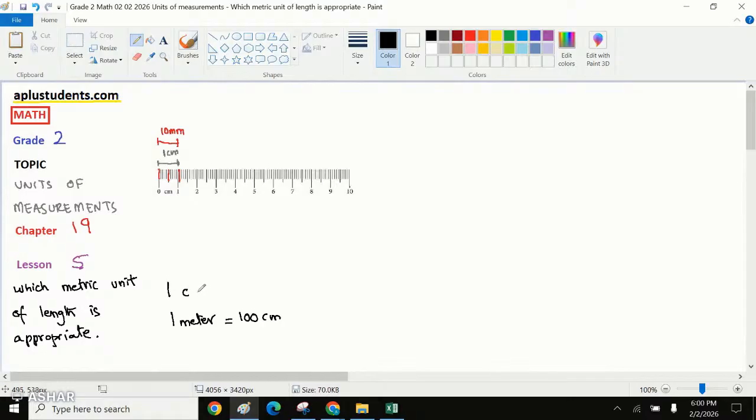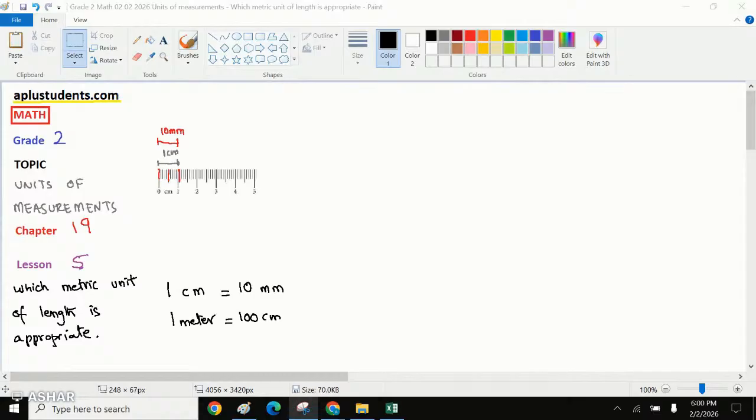1 centimeter would be equal to 10 millimeters. Let's try to remember this and use this information. I'll just erase the part that we don't need. And this is a 5 centimeter scale given to us. Let's look at the first question and what they're asking us.